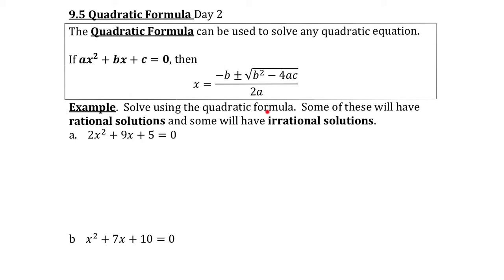In last class, all of our solutions were irrational. In this class, we will have rational and irrational solutions. So we might have to simplify the square root depending on the problem. But the way we start the problem will be the same every time.